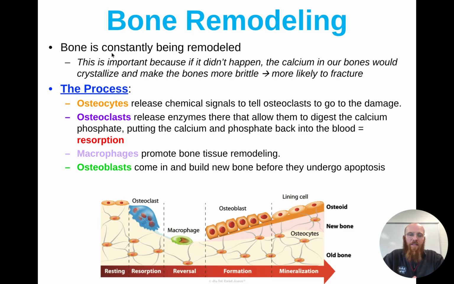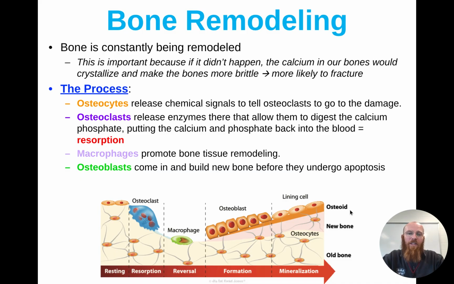The process of this, you can follow along here at the bottom as we go through. We're always going to start with those osteocytes, those managers that are going to release chemical signals, and those are going to tell our bone breaker osteoclast to go to the site of damage, right? We have no interest in maintaining damaged bone tissue. We want to make sure that we break down what's there, get it out of the way so that we can lay the new healthy tissue where it needs to go.